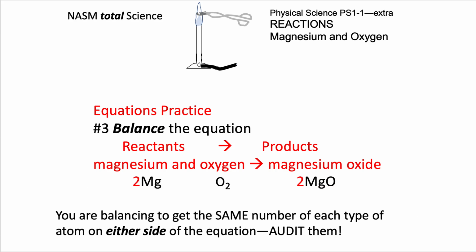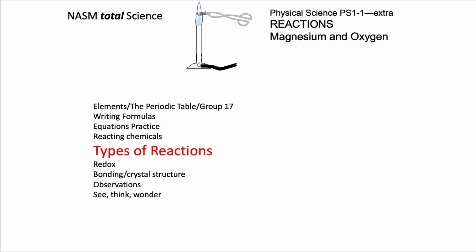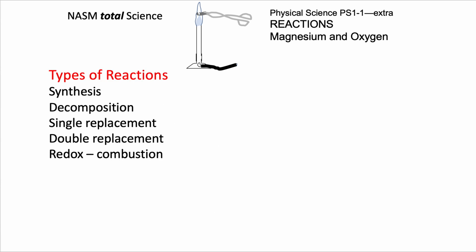And then we balance. We want the same number of each type of atom on either side, so we do an audit. So count each of the components. So 2 magnesium atoms, 2 oxygen atoms in O2, and 2 magnesiums and 2 oxygens in magnesium oxide. That coefficient with MgO multiplies each of the atoms after it by 2. So we've got types of reactions here.